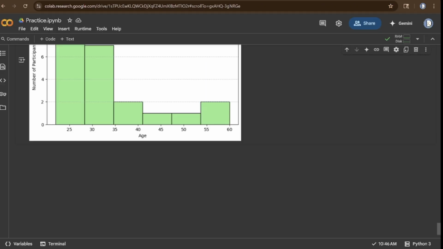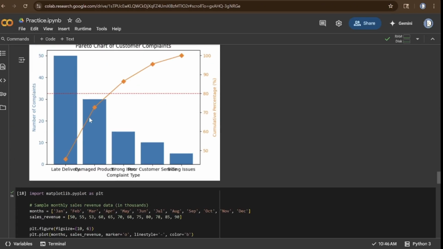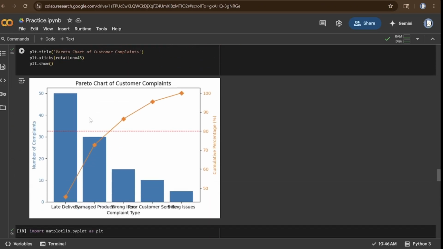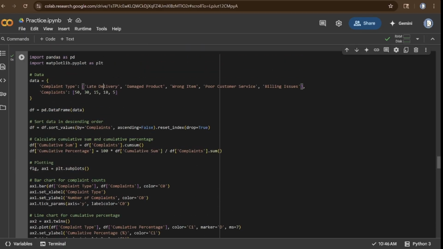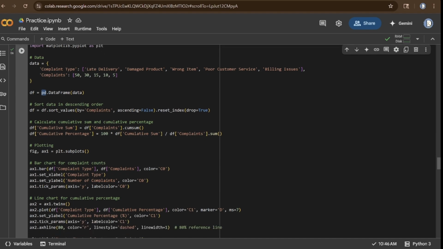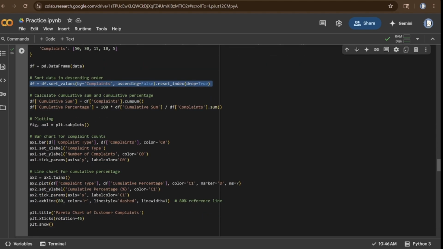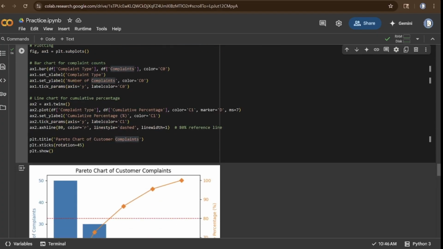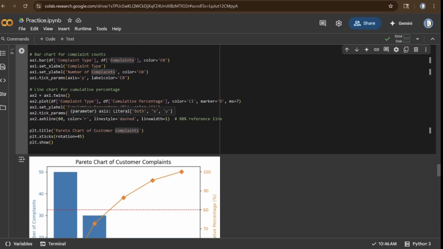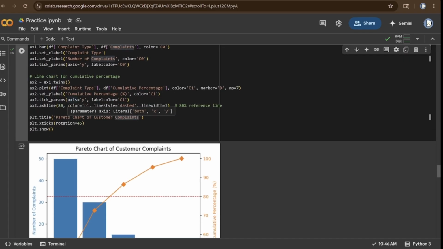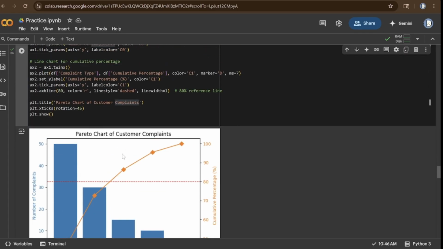Okay, so now let me show you one example. See here. Different types of customer complaints. Late delivery, damaged product, wrong item. Data frame is created, and now first you have to sort the values in descending order and then you are calculating the cumulative percentage. Right? So after that you are just simply doing the plot. And for Pareto chart I told you that there is no function directly. You have to use bar chart and then you have to plot this line.